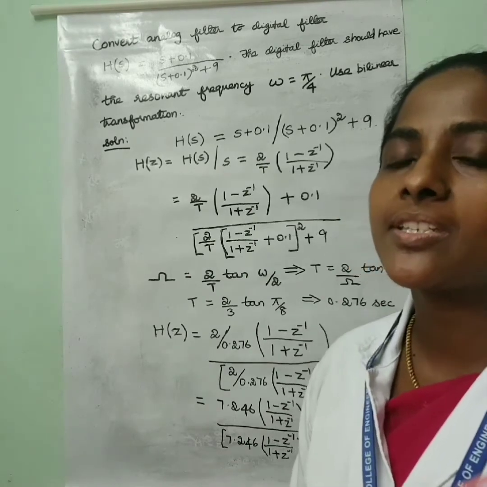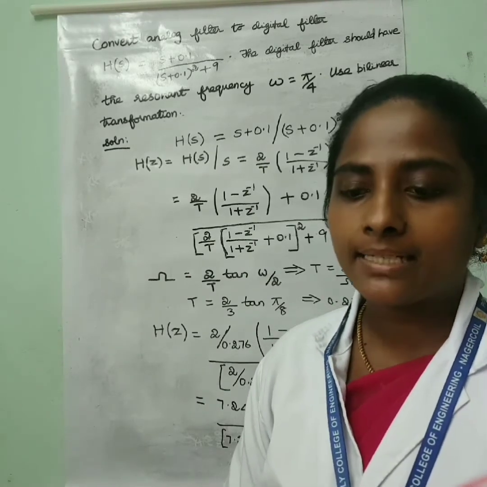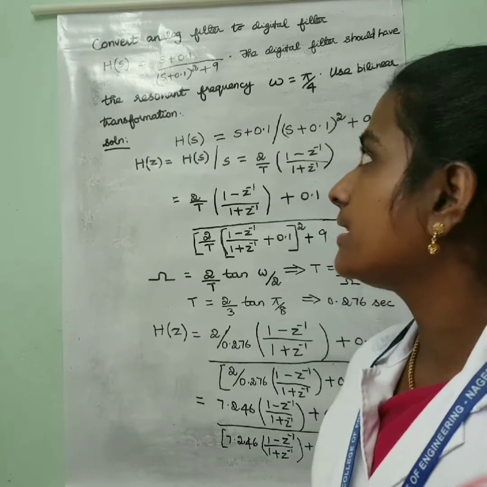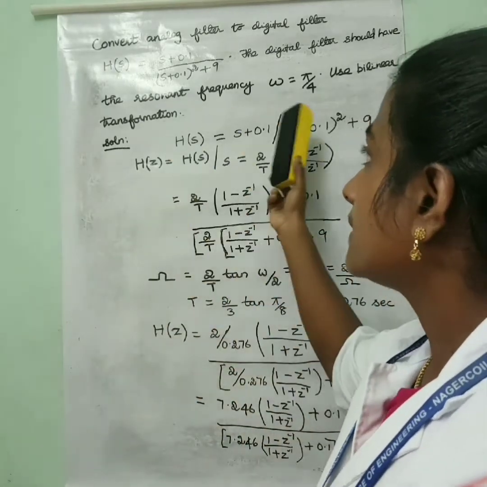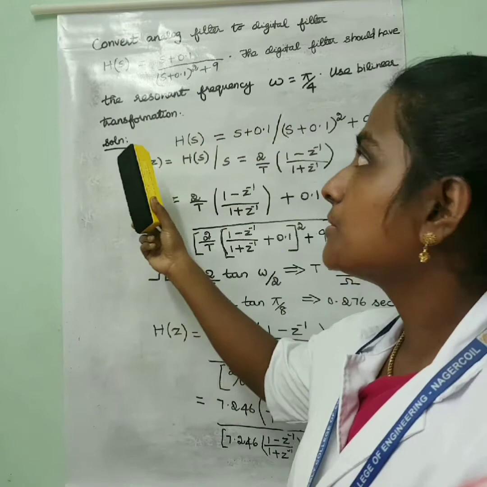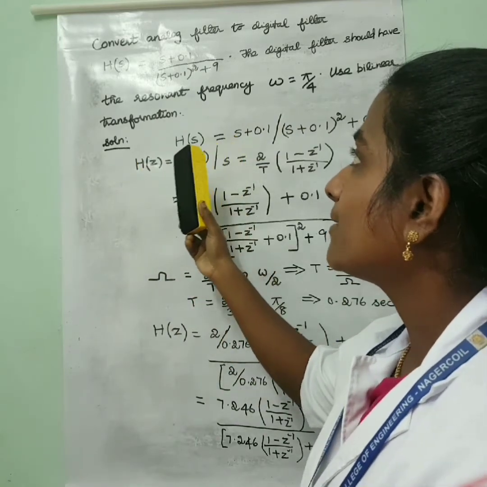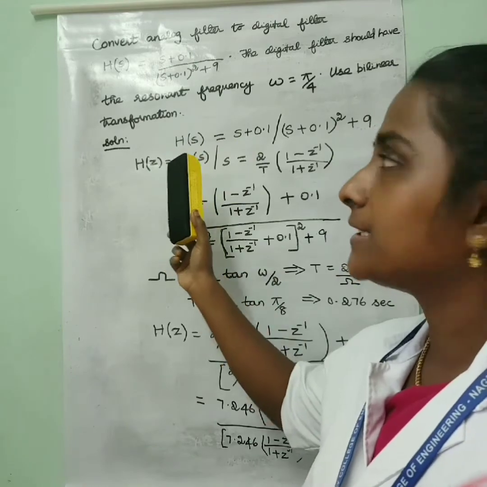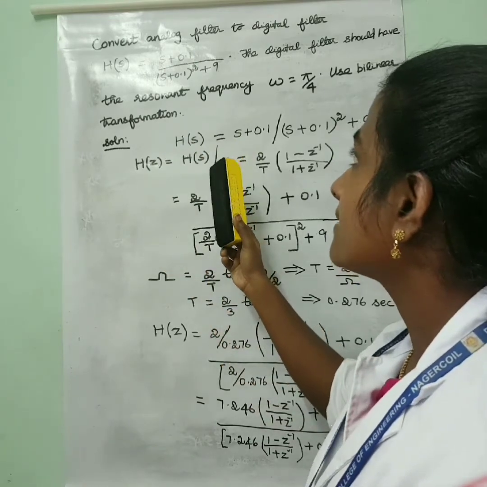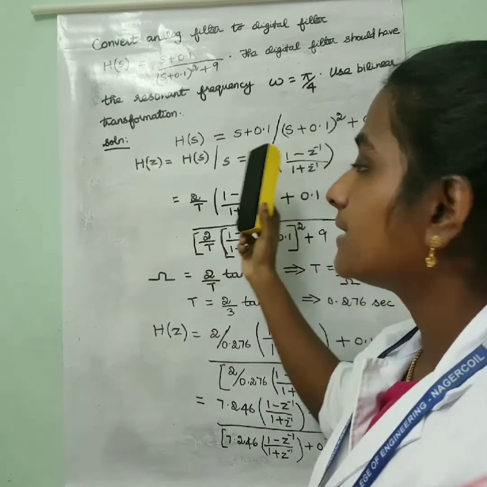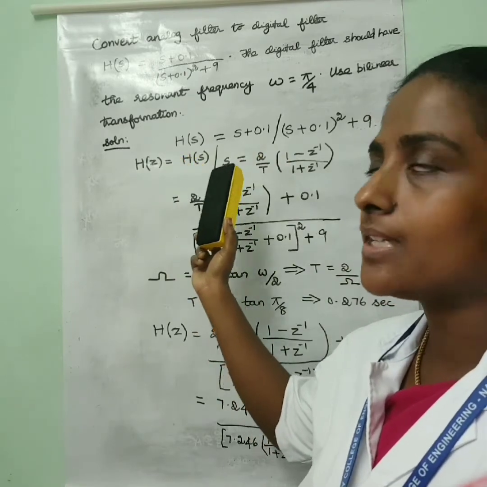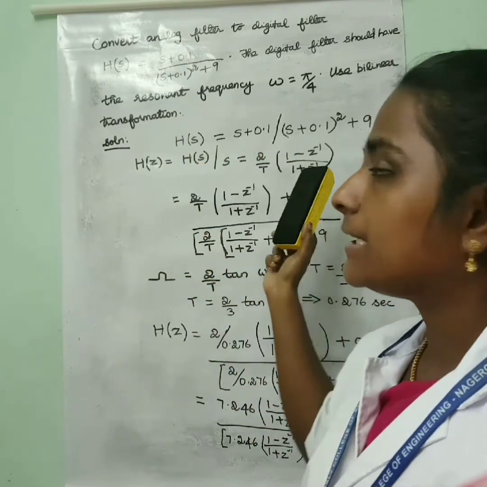Today I am going to teach a problem on bilinear transformation. The question is: convert the analog filter into a digital filter whose transfer function H(s) equals (s plus 0.1) divided by ((s plus 0.1) the whole square plus 9). The digital filter should have the resonant frequency omega equal to pi by 4.